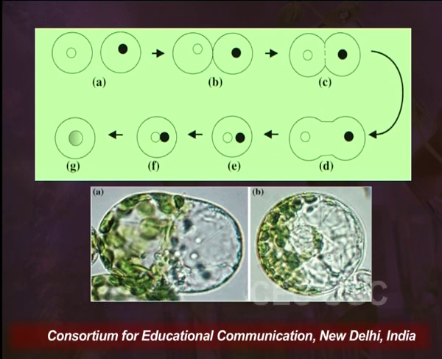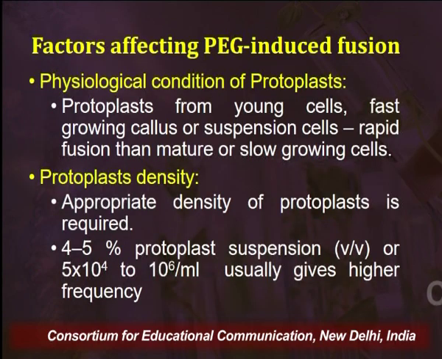The two nuclei get fused, the genetic material gets fused, and in the end we get a hybrid cell or a protoplast. So this is how PEG basically induces protoplast fusion.